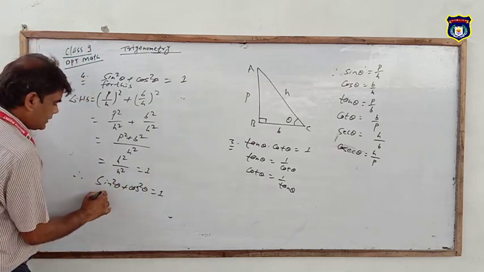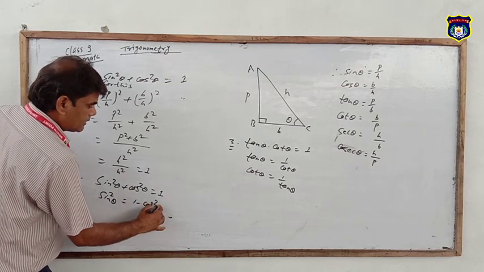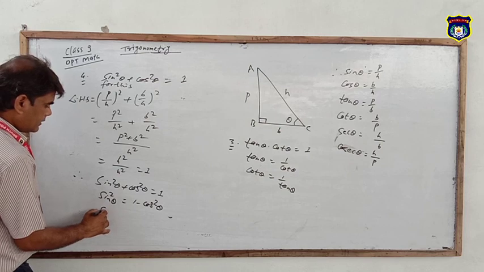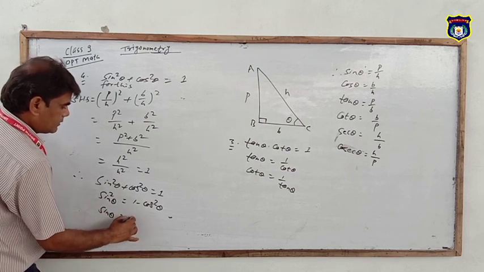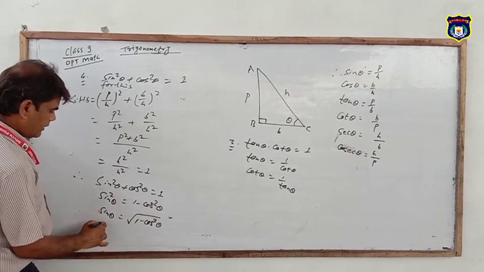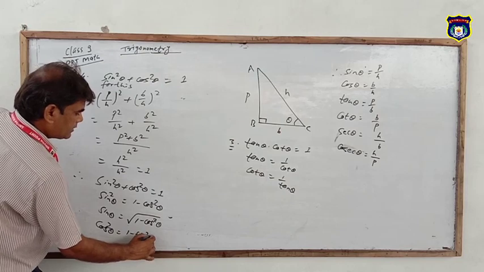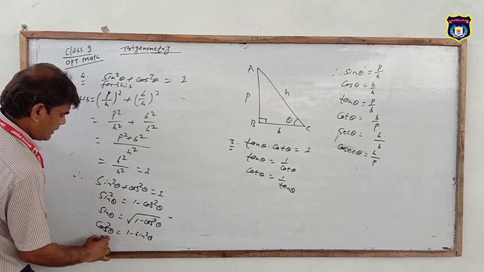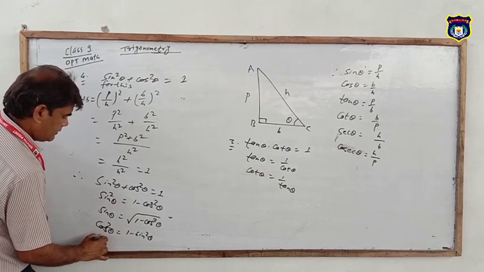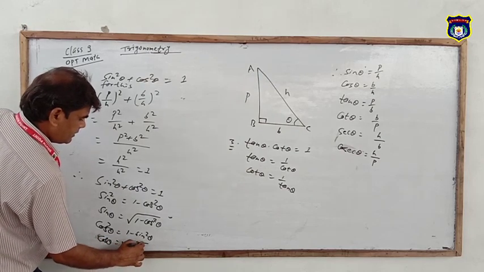And from this, sin square theta is equal to 1 minus cos square theta, and sin theta is equal to root of 1 minus cos square theta, and cos square theta is equal to 1 minus sin square theta, and cos theta is equal to root of 1 minus sin square theta.